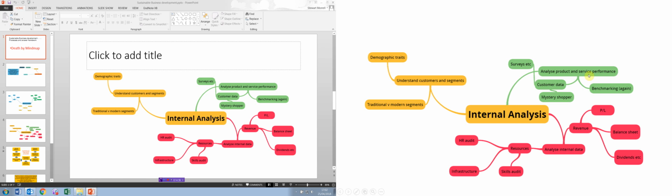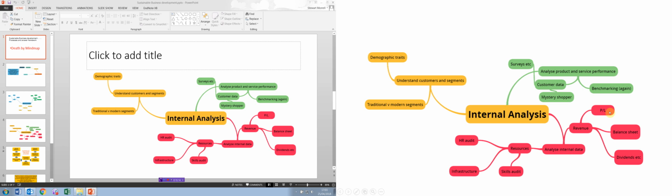Next, we looked at analysing our product and service performance. We do that via customer data, and we do that by benchmarking again. So customer data will be things like surveys that you give out, or mystery shoppers that you employ who actually see what you're providing in terms of product or service in a live scenario but against parameters that you set for the mystery shopper.